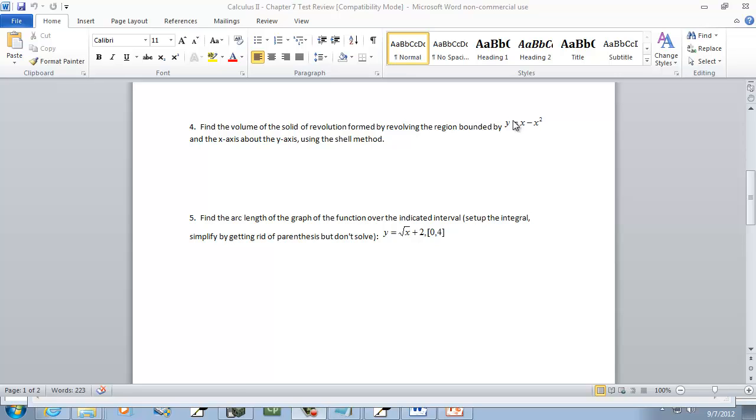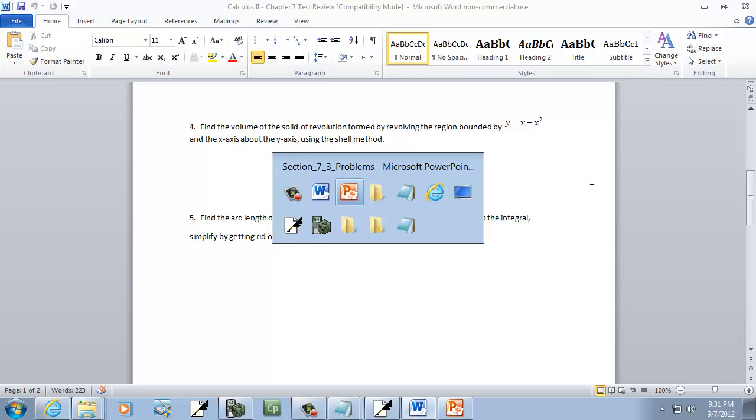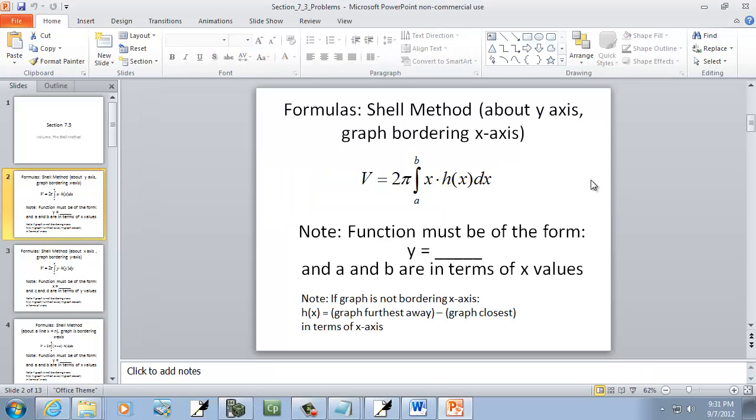Let's take a look at number 4. It says find the volume of the solid of revolution formed by revolving a region bounded by y is equal to x minus x squared and the x-axis about the y-axis using the shell method. Now this is the formula we're going to be using. The shell method about the y-axis, graph bordering the x-axis.